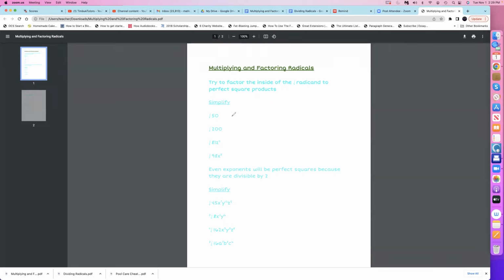Okay, so the square root of 50 is the same thing as this, and you break down what is inside the radical sign, or the radicand, is 5 times 10. You break it down until you can't break it down anymore. Or 5 times, instead of 10, I can write 5 times 2.